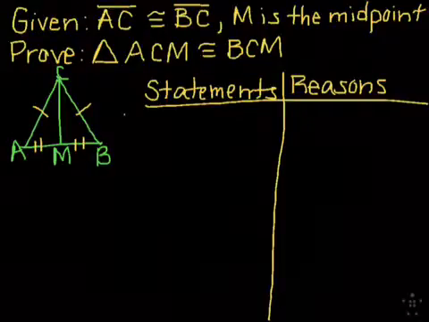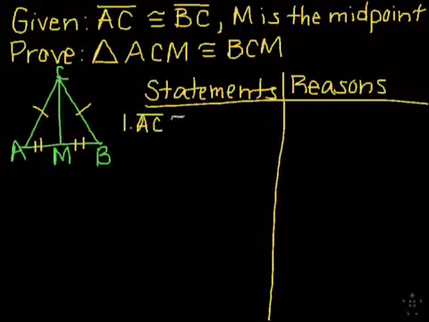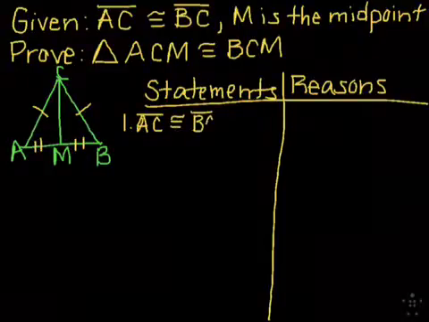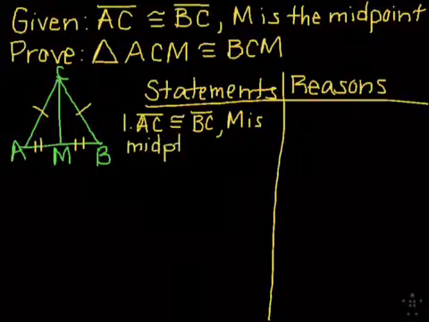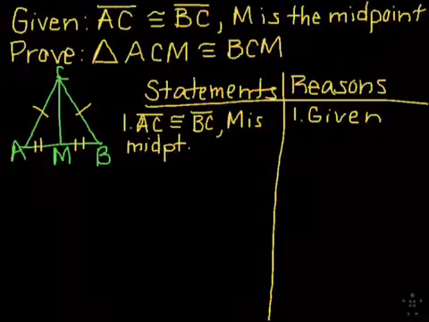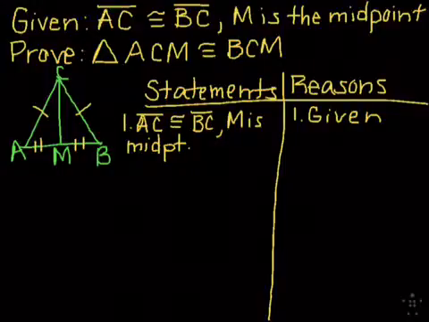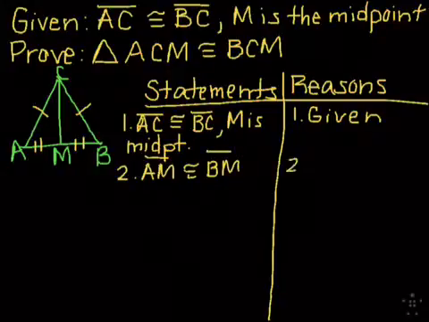But I'm going to start to prove. So step 1 is our given information. Line segment AC is congruent to line segment BC. And we know that M is the midpoint. That's given. Alright, so if I know the definition of midpoint, which we said earlier, if M is the midpoint, that means that line segment AM is congruent to line segment BM. That's by the definition of midpoint.